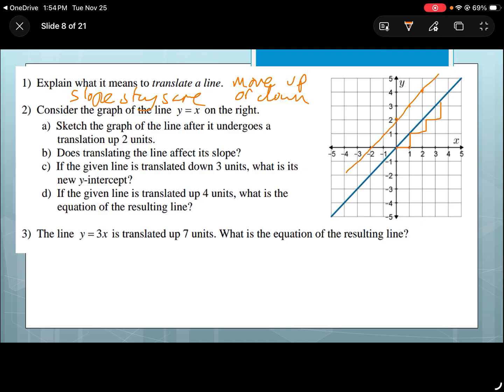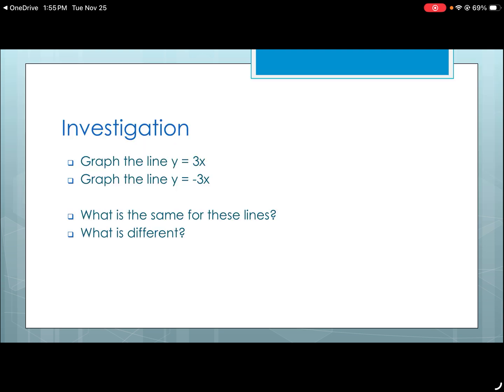But you could have just drawn y equals x plus 2, couldn't you? Does translating the line affect the slope? No. If the given line is translated down 3 units, what is the new y-intercept? The given line is y equals x, right? So if it shifted 3 down, it's going to be at minus 3. If the given line is translated up 4 units, what is the equation of the resultant line? y equals x plus 4. The line y equals 3x translated 7 units up: y equals 3x plus 7. Okay, hopefully that makes sense. That's translation. And there are all the answers there if you want them.